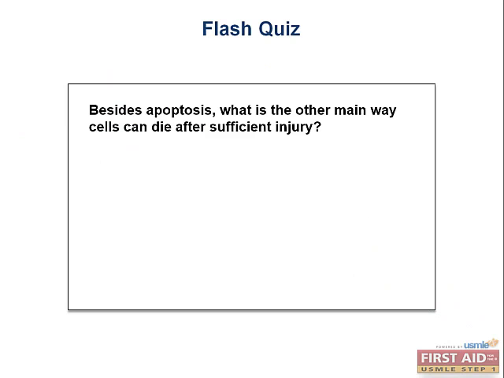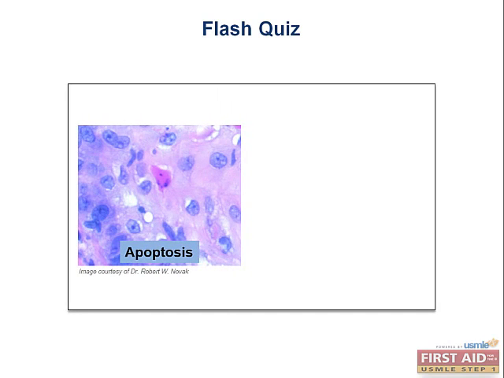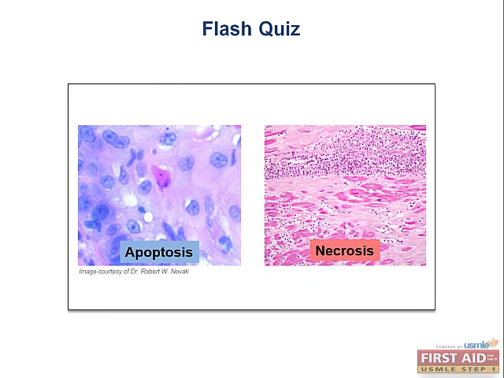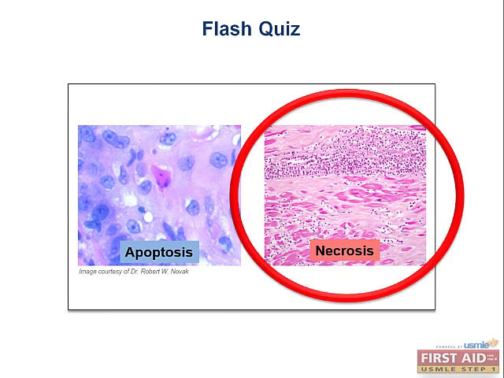Let's keep moving on here, and whoa, another flash quiz, wow. Alright, so besides apoptosis, what is the other main way that cells can die after sufficient injury? I mean, this is an easy one. You already told me earlier. So we talked about apoptosis. The next thing we will talk about now, next way cells can die, is through necrosis.